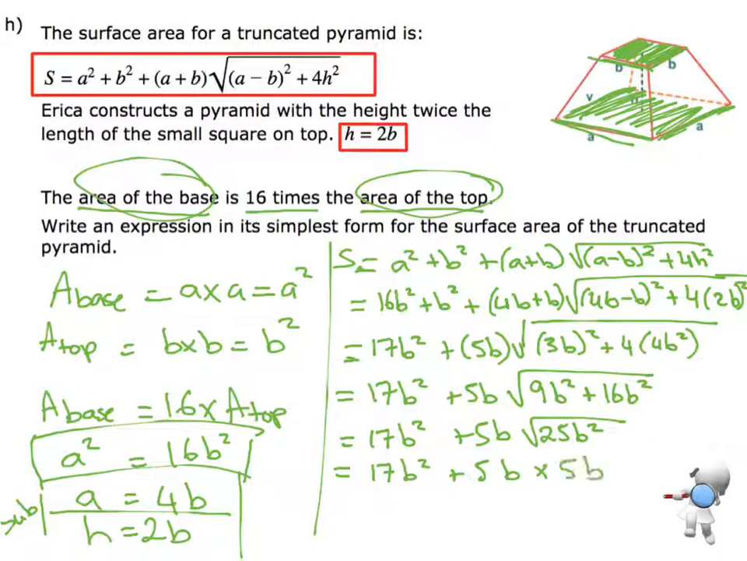So now let's multiply that out. 5B times 5B is 25B squared. Now I've got 17B squared plus 25B squared, and that's going to give me 42B squared. That means the surface area of this truncated pyramid is equal to 42 times B squared. That expression is an awful lot nicer than what we started with. And that is called an algebraic proof and is a very tough question.